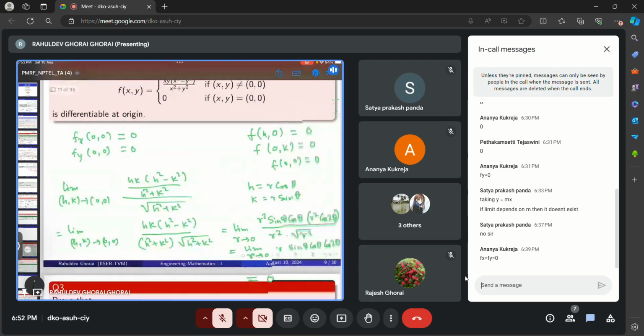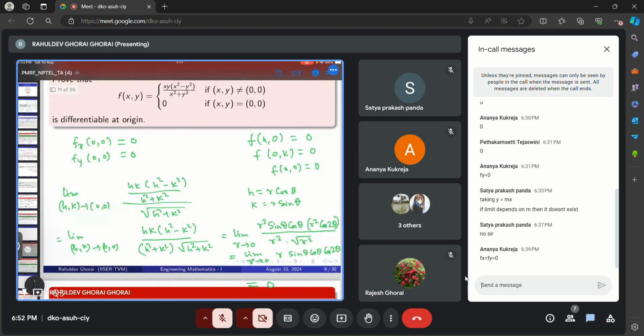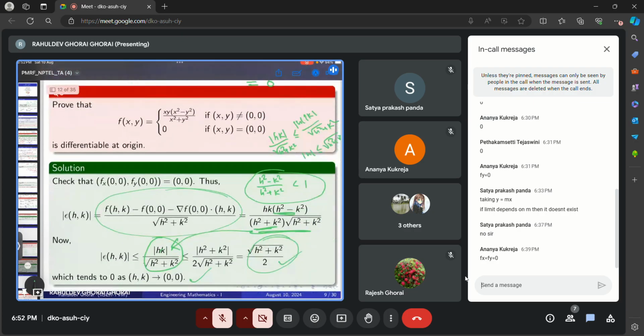This way also, like this way, from polar coordinate to Cartesian coordinate. Okay, so if you have any doubt up to here, please ask me. Otherwise, I'll move to the next question. I'll just wait. So yeah, tell.